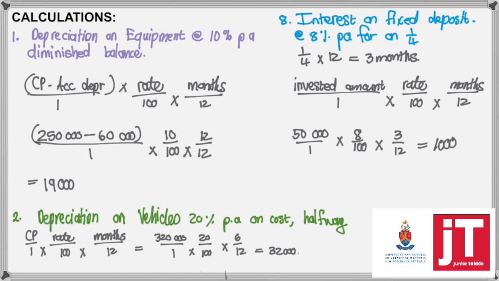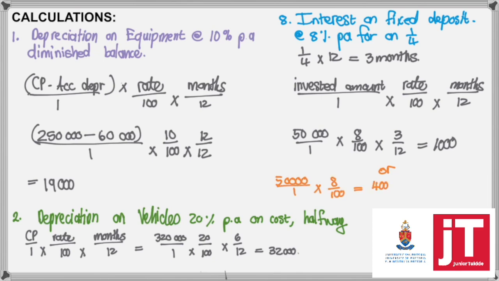If it's not mentioned in the adjustment, then you will see it next to fixed deposit on your pre-adjustment trial balance, they will always give you the percentage. So 8% for 3 months, because it's a quarter of a year and a quarter is 3 months. Therefore, 1,000 Rand of the interest still needs to be recorded.